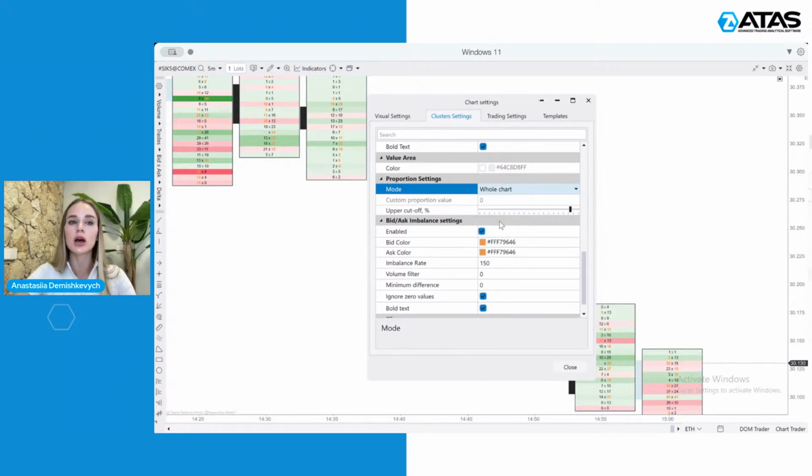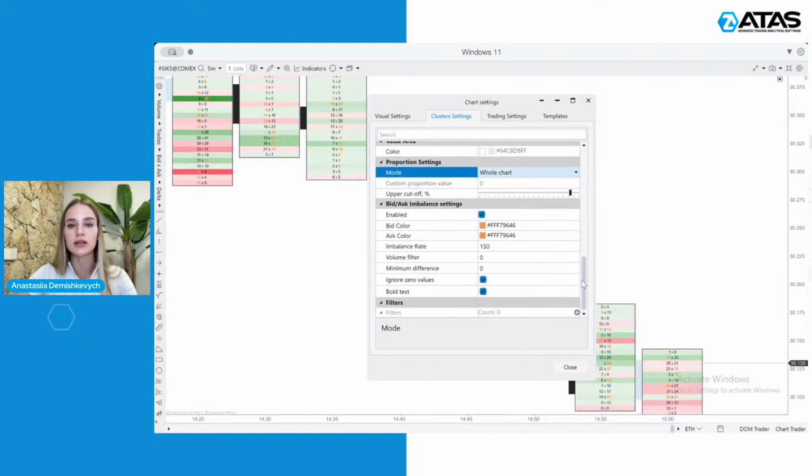Once again, you will be able to download this template and work with it after today's webinar is over. That's something that we're also going to be talking about on the next webinar, where I'm going to be showing you some strategies using the footprint charts.